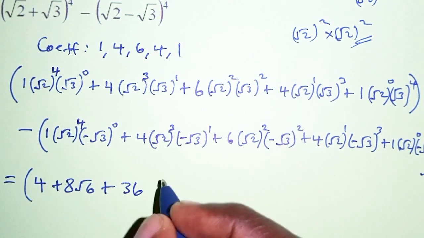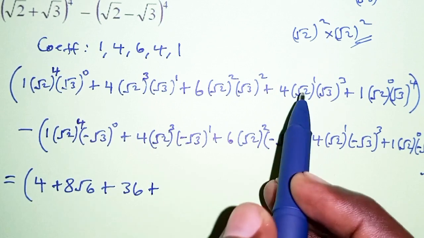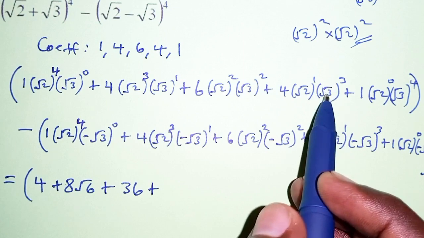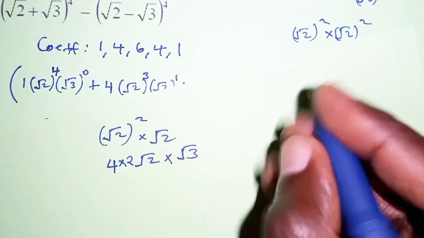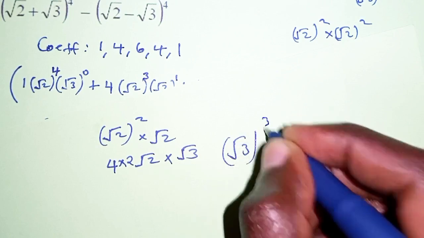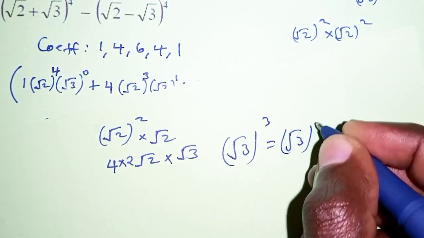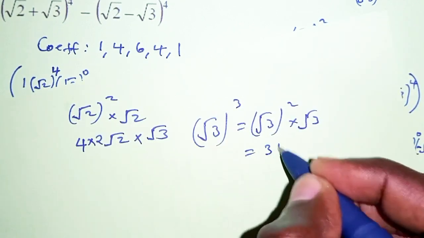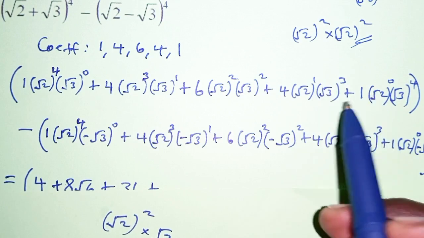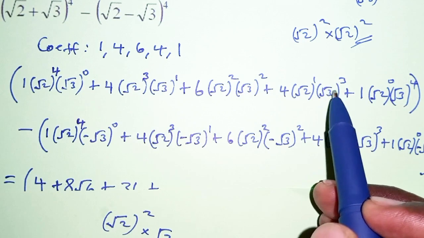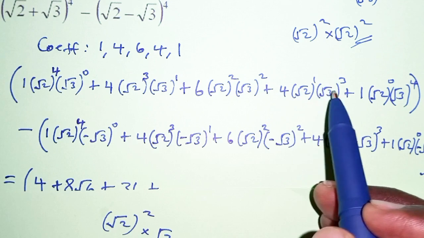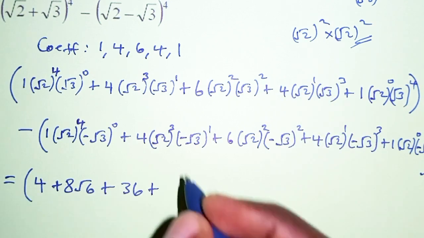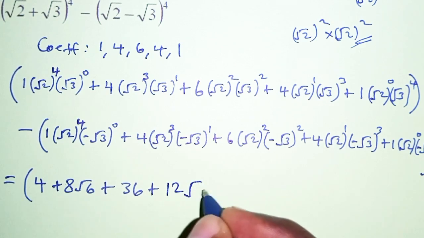And then for this part here, we have plus, this is root 2, and root 3 cubed. Again, we are going to say root 3 cubed is equal to root 3 squared times root 3, and this is equivalent to 3 root 3. So for this part you have 3 root 3, 3 root 3 times root 2, that is 3 root 6. So 3 root 6 times 4, that is 12 root 6. So here we have 12 root 6.